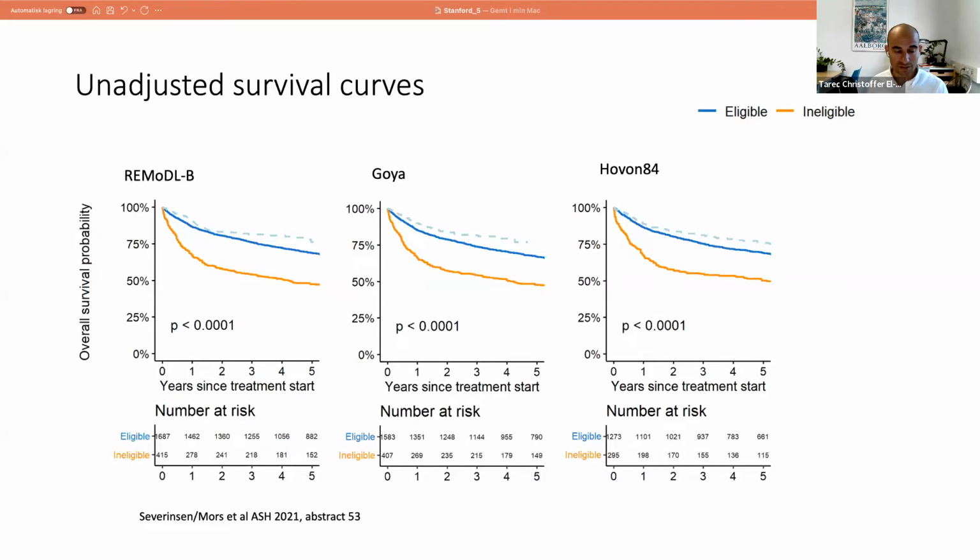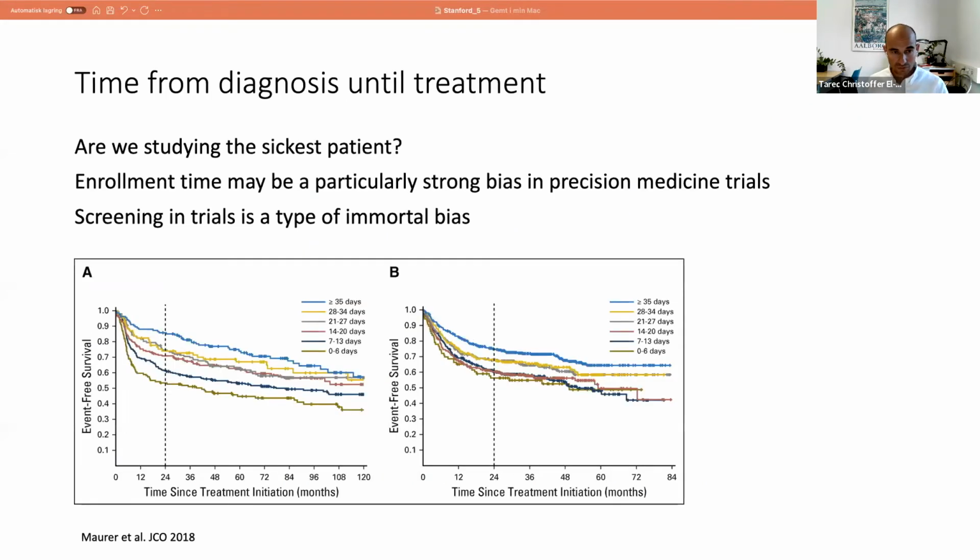So a caveat to using external controls in clinical trials, I think one of the issues of why there is a difference is that we are not really treating the sickest patients in clinical trials. And I think this study also by Dr. Morrow from the Mayo Clinic really shows this. This is in diffuse large B-cell lymphoma.